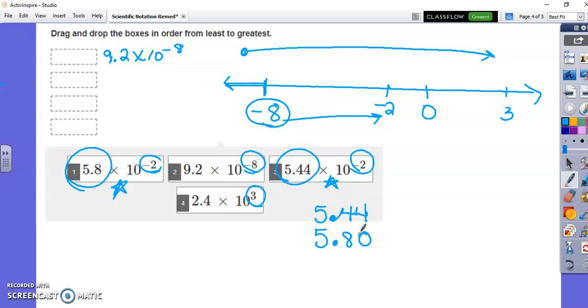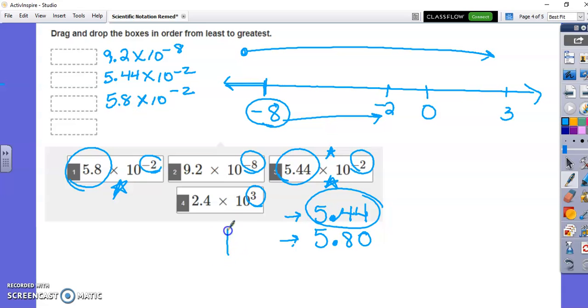And if you think of it as money, it makes it a little bit easier. So this person has $5.44 and this person has $5.80. Which person has the lesser amount of money? 5.44. So this number would be the next smallest number. 5.44 times 10 to the -2. So then we have the 5.8 times 10 to the -2. And the largest number is the one with the positive exponent. 2.4 times 10 to the third.